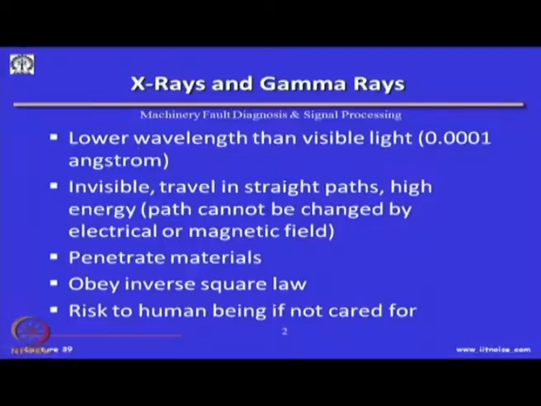material. So, to summarize, the properties of X-rays and gamma rays which make them useful for use in NDT are that they have low wavelength, high frequency, they can travel in straight paths, they have high energy, they can penetrate materials, obey the inverse square law, and they are a risk to human beings if not cared for. So, this property of X-rays helps us in using them for NDT techniques.